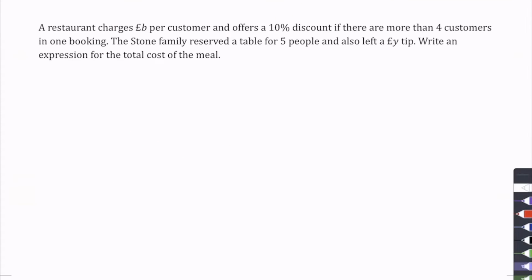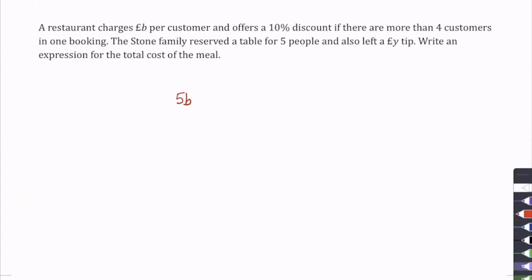Let's have a look at this question. A restaurant charges £B per customer and offers a 10% discount if there are more than 4 customers in one booking. The Stone family reserved a table for 5 people and also left a £Y tip. Write an expression for the total cost of the meal. So we know that we have 5 people and each person is paying £B. So 5 times B gives us 5B. But they're getting a 10% discount on that price, the price of 5B. So if they're getting a 10% discount, it means they're paying 90% of the entire value of 5B.